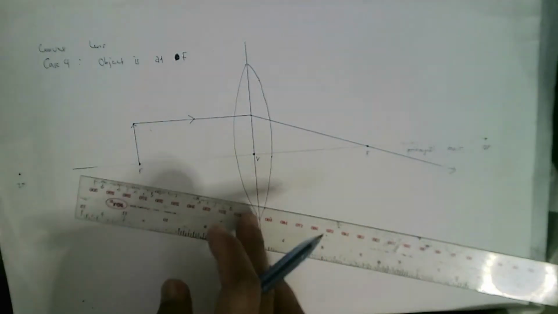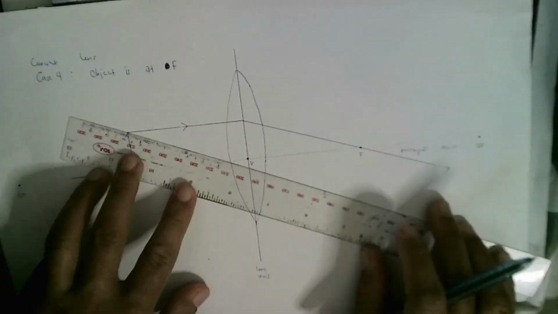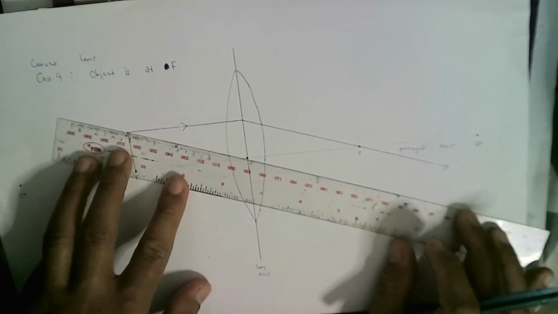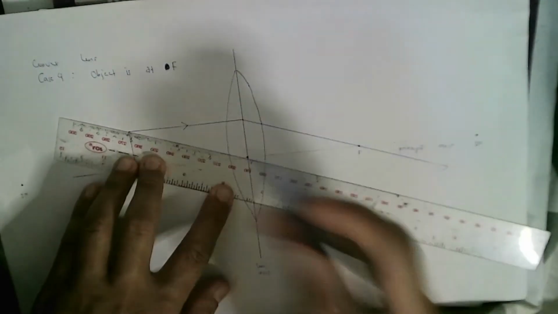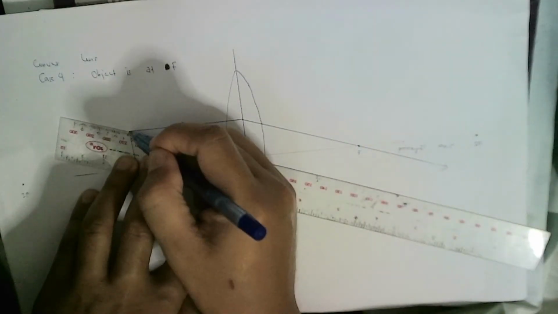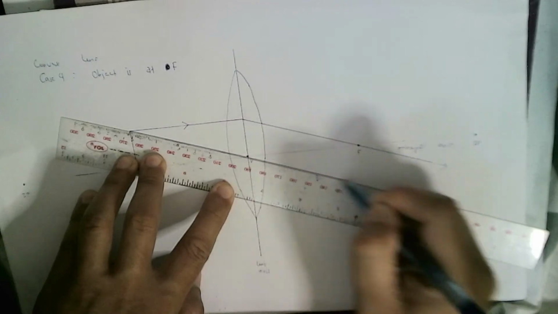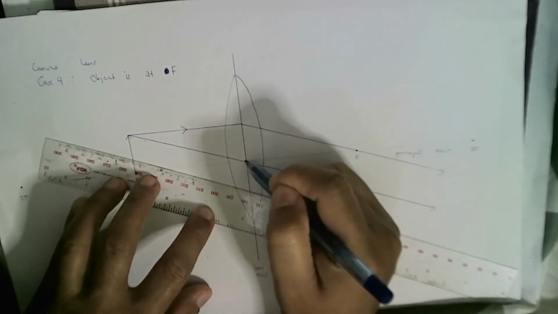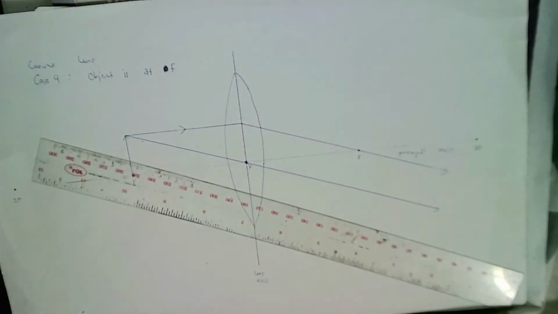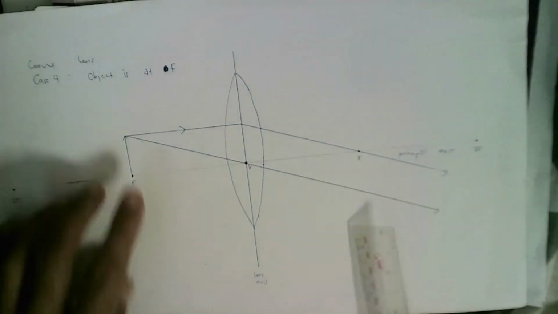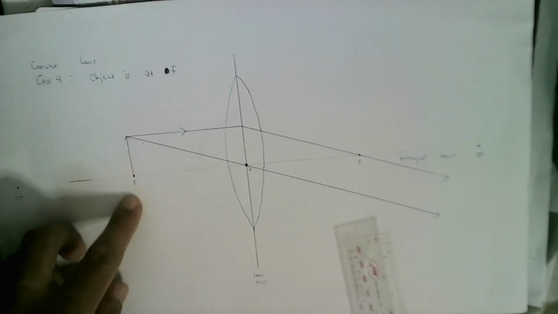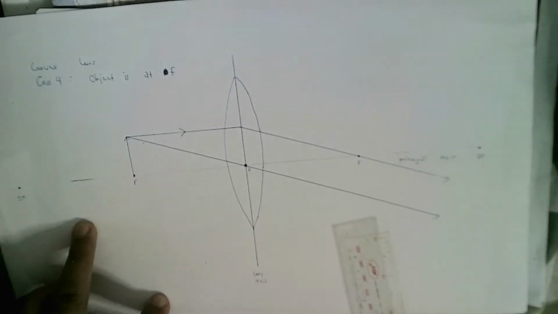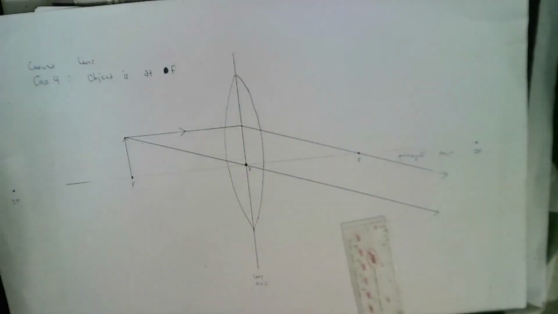Okay. And then the second ray will be the vertex ray, which will be coming from the top, passing through the vertex. And again, this ray will never be refracted, will not be refracted. And then the FP ray. So the FP ray from the top towards the F, but if you continue, it will not reach the lens axis. So you stop there.